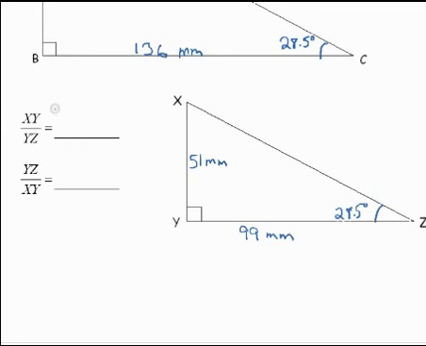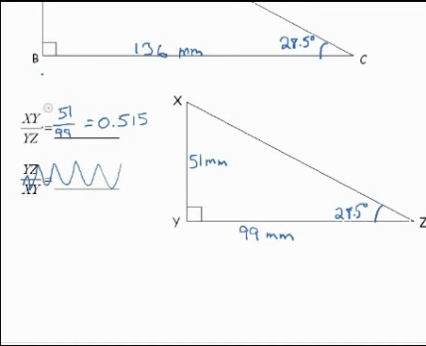Okay, so the ratio of XY, which is 51, to YZ, which is 99, is 0.515. I didn't make that up. That's how it's supposed to work out. I think the numbers I used in class were numbers that students had measured and were perhaps not as meticulous as I was. Okay, and then we're not going to do this.